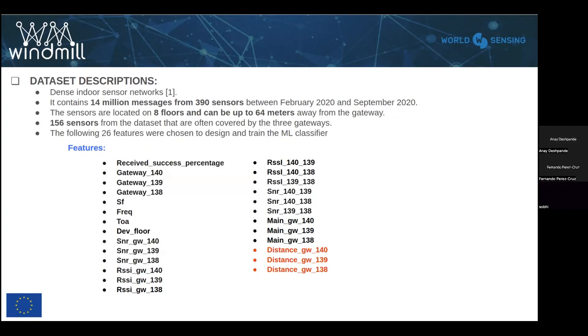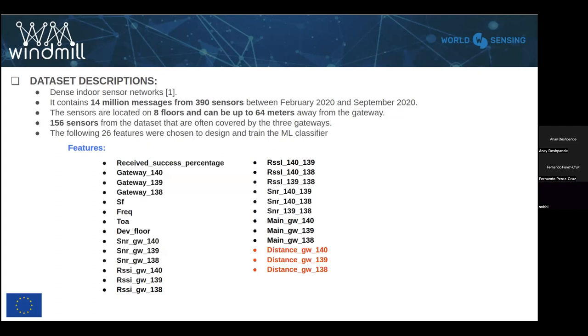Then here is the Boolean value for the gateway. This number is the name of the gateway in the data set, and we left it like this. It is an indication: one if we receive the packet at this gateway, and zero otherwise. This feature is calculated for every received packet. Then spreading factor, frequency, time on air, the device floor for this sensor, and the receive SNR at each gateway, and the RSSI at the same time.